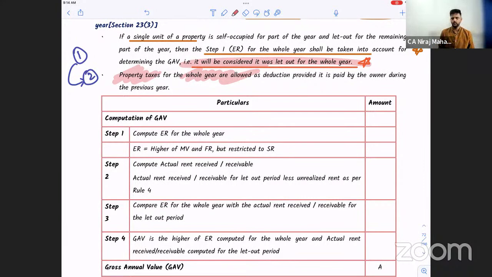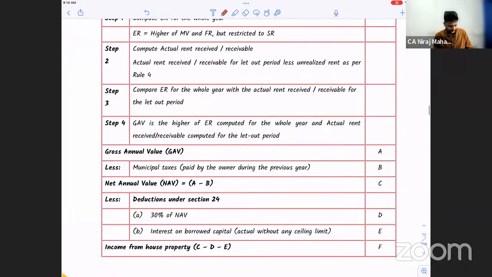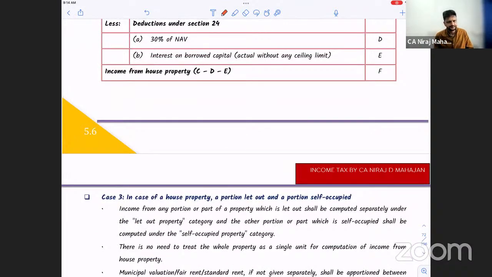We don't have to apportion over here. It's not that for the period it is SOP we remove municipal taxes, and for the period it is let out we apportion municipal taxes and allow that much. Not like that. For the entire year, we are assuming it, because we are taking expected rent for the entire year only. So the property itself is considered as let out for the entire year. Did you understand, all of you? That's why property taxes will also be allowed for the entire year. All okay? We'll go ahead.